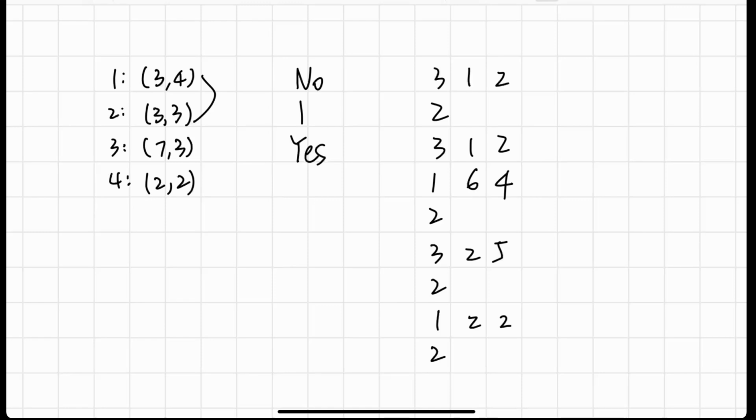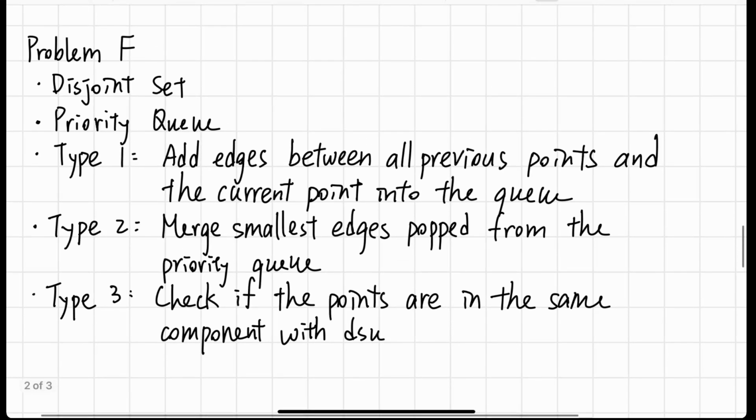Next, we have the operation of type 1 to add a point numbered 5 located at 6, 4. And we do the following for the rest of the queries. And now let's look at how to solve this problem.